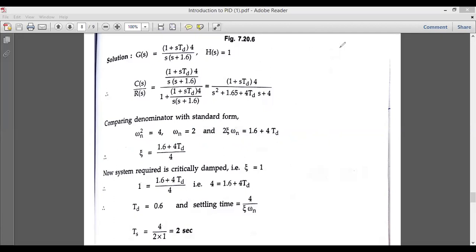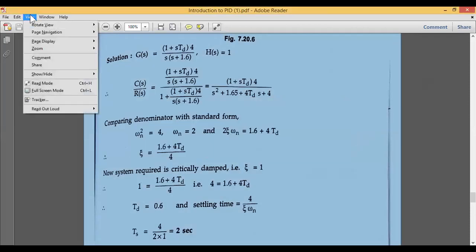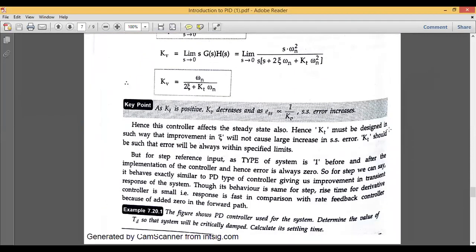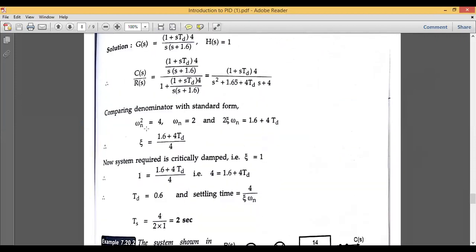Okay, now once you get this, read the question again, read the question carefully here. In the question they have mentioned to determine the value of TD so that the system will be critically damped, and calculate the settling time. Whenever the question says the system is critically damped, take the value of zeta is equal to 1. So now substitute the value of 1 in this formula.